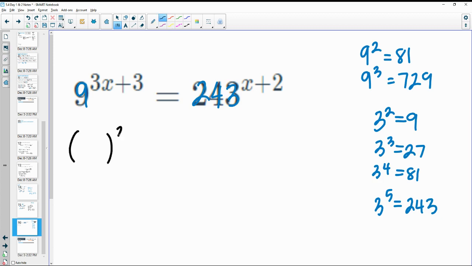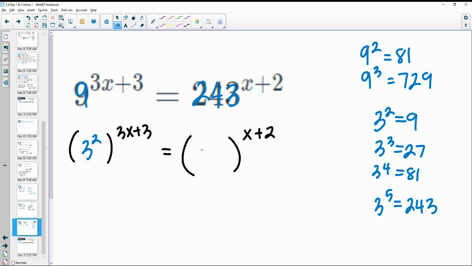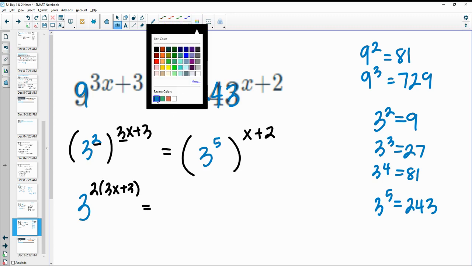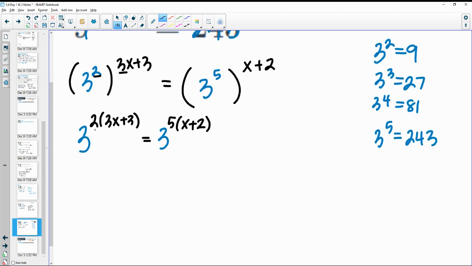So we'll rewrite 9 as a power of 3, and we'll rewrite 243 as a power of 3. So 9 is equal to 3 squared, and then 243 is equal to 3 to the 5th. So then we'll write it as 3 and then multiply this base with this one. So 3 to the 2 times 3x plus 3. And then over here, we'll multiply the 5 and the x plus 2 for our exponent. And then we know that the exponents will equal each other since the bases are the same. So then this is going to be 2 times 3x plus 3 equals 5 times x plus 2.